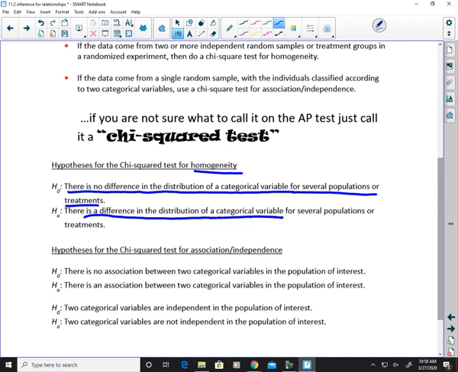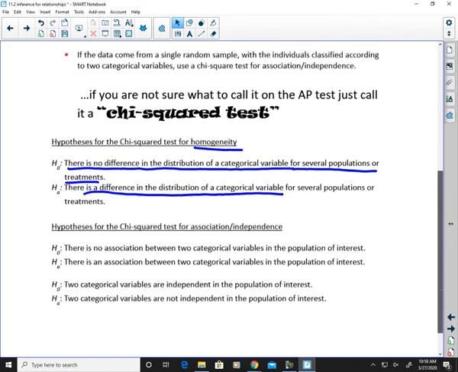So an example might be if I look at men and I look at women and I keep them separately, and I take a sample of men, take a sample of women, is there no difference in the heart attack rates for men versus women? The alternative, there is a difference in the heart attack rates. Notice how I'm saying context. Heart attack rates for men versus women.